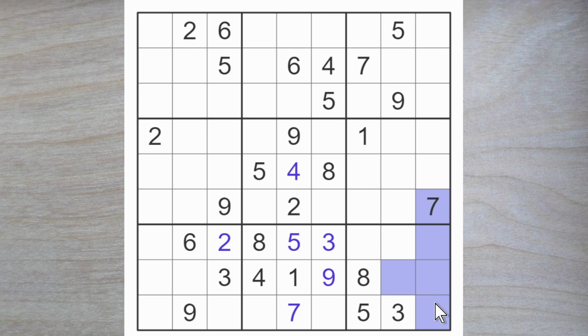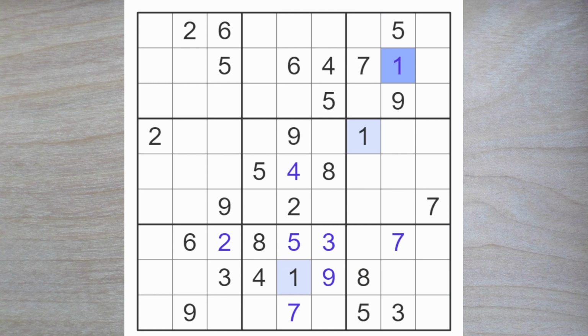And since this 7 blocks down and this 7 blocks down, we can enter a 7 here. These now must be 5 and 7. One of these must be an 8. 2, 6. What else is missing across here? 1 blocks down and over. One of these is a 1 blocking up. This 1 blocks up. 1 goes here.